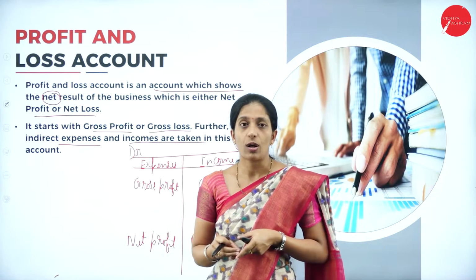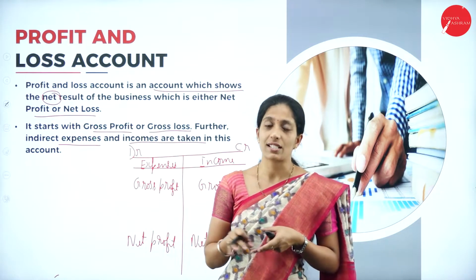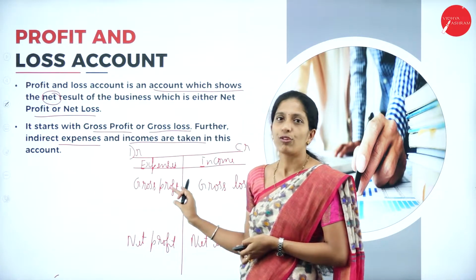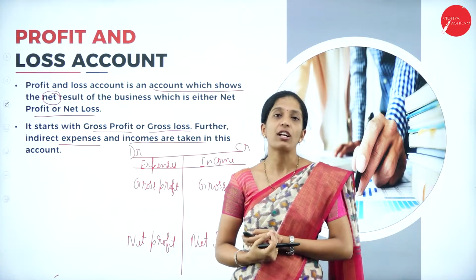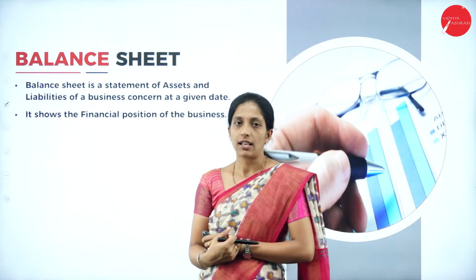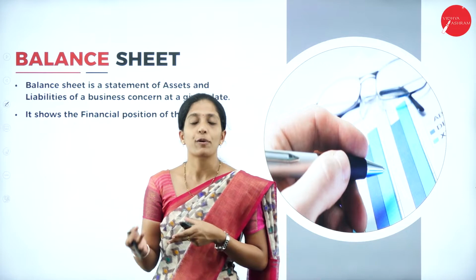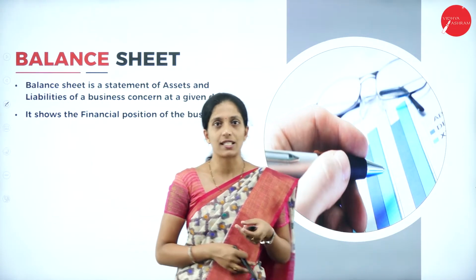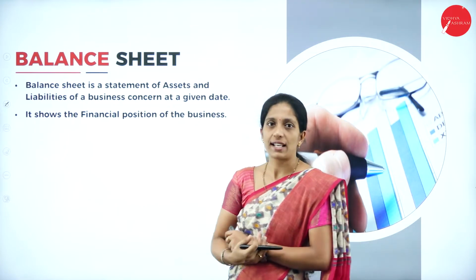In the profit and loss account, all the indirect expenses as well as indirect income will be taken. So this is the format, and we have learnt about the trading profit and loss account. Now coming to the balance sheet. After this, we have to prepare the balance sheet in order to know the financial position of the business. Now let us see what this balance sheet is.